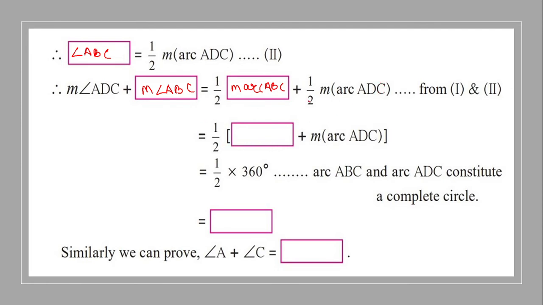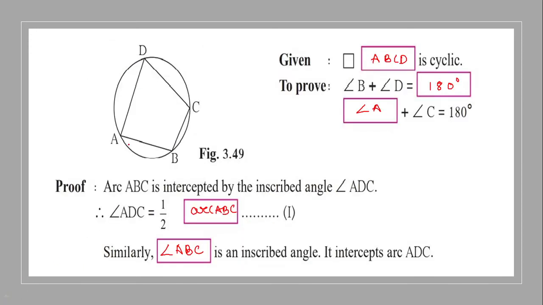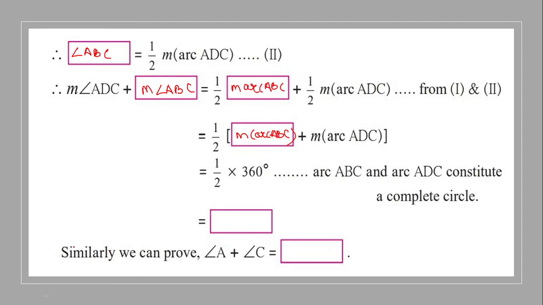Now see, half we can take common. Here you can take measure arc ABC plus measure arc ADC. If you add arc ABC and arc ADC, you are going to get a complete circle, which is nothing but 360 degrees. So the addition of these two will be 360 degrees, and half of 360 is 180 degrees. So what did we prove? That measure angle ADC plus measure angle ABC is nothing but 180 degrees.